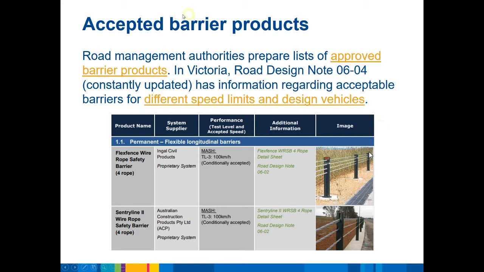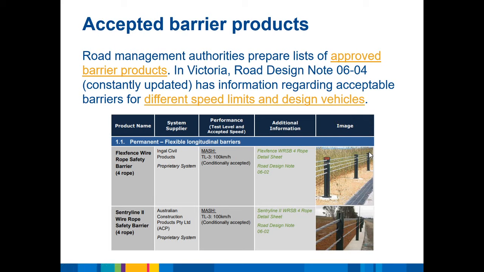If you want to see details of acceptable barrier products in Victoria, there are a series of road design notes prepared by Vic Roads, and this one in particular, 0604, specifically talks about acceptable barrier products. These are the approved barrier products list. This list is constantly being updated every few months as new materials are tested, as new barrier types are approved for different loadings of vehicles and different speed environments.